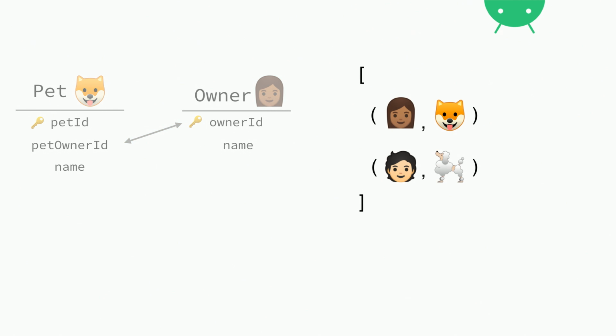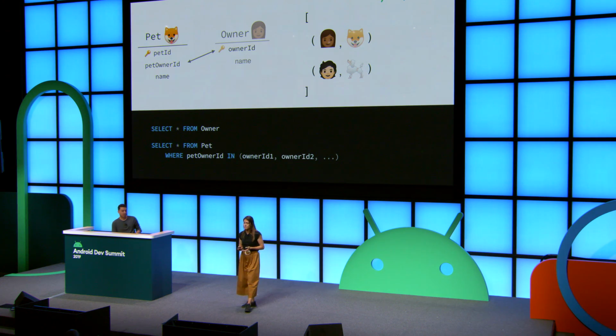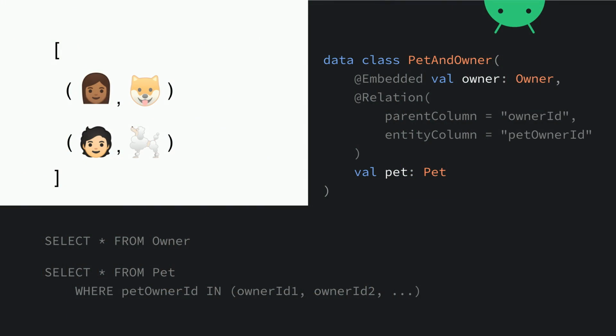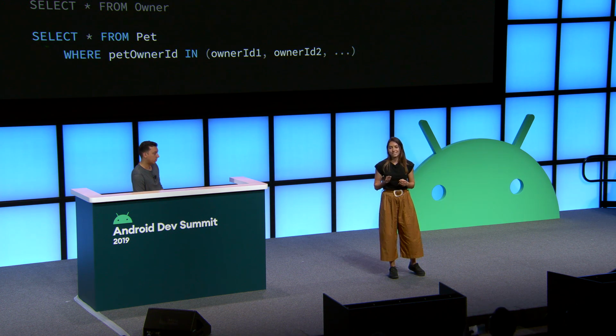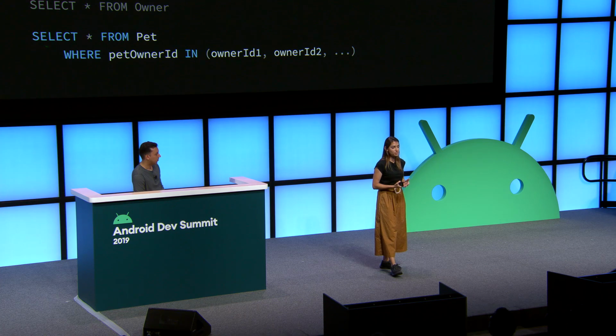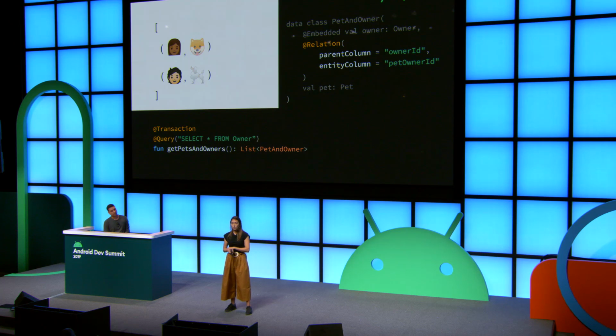OK, but how do we get a list of all the owners with their pets? If you want to do this just using SQLite, you would need to select first from owner, and then select from pet based on the owner ID. This would be put inside a data class, a PetAndOwner class that has the owner and the pet. With Room, you would annotate the owner with @Embedded, and you would add the @Relation annotation for pet. While the @Relation annotation isn't new, what is new in Room 2.2 is that you are able to add this annotation to an object that is not a collection. For example, here we're just adding it to the pet, and we're telling Room that there is a connection between the pet owner ID and the owner ID. When writing your query in your DAO, you would just select from owner and return the list of PetAndOwner.